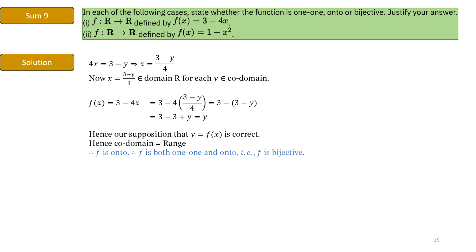In the previous slide, we calculated the value of element x in the domain in terms of y, where y is the corresponding element of x in the codomain. As shown in the slide, f of this element x equates to y, and hence the supposition is correct, which leads us to the conclusion that f is onto and bijective.